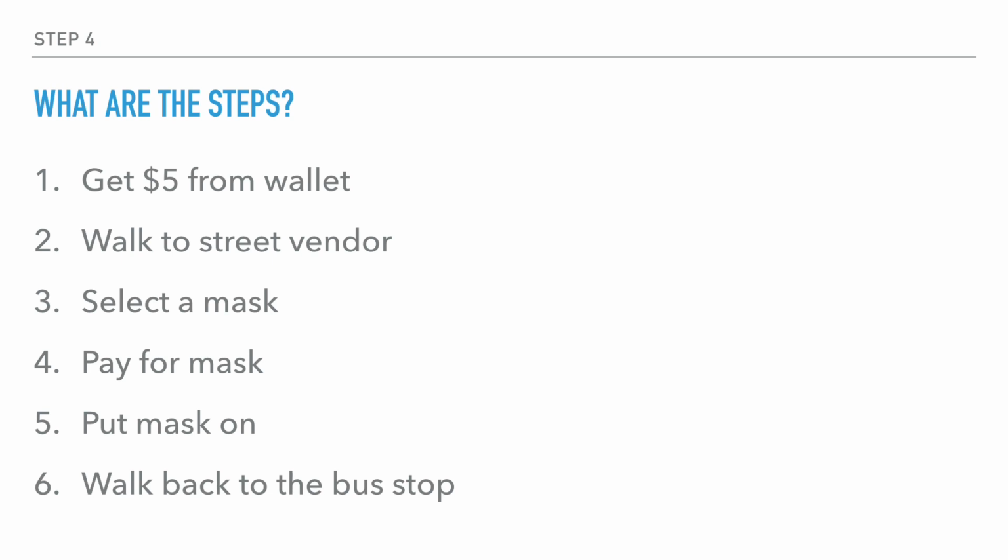Alright, so here are some steps, and I want you to notice something about the steps. The steps are very precise. They're not long, winding, they're straightforward. Okay, so step 1, he will get $5 from his wallet. Step 2, he will walk to the street vendor. Step 3, he will select a mask from the street vendor's offerings. Step 4, he will pay for the mask. Then step 5, he will take the mask and put it on, and then he will walk back to the bus stop and join the queue to board the bus. So we have solved Kurt's problem.